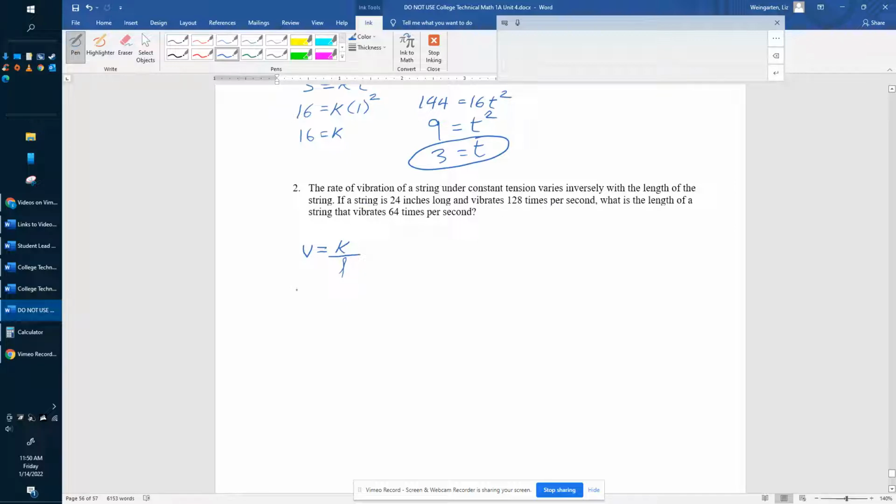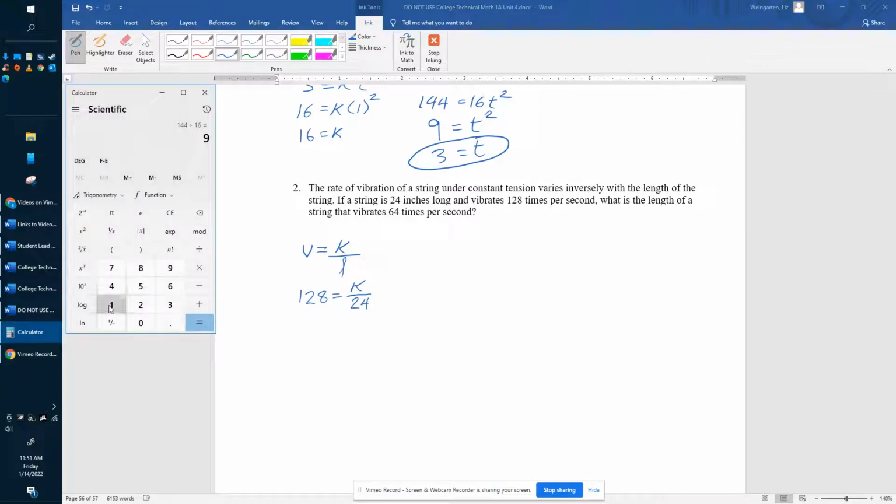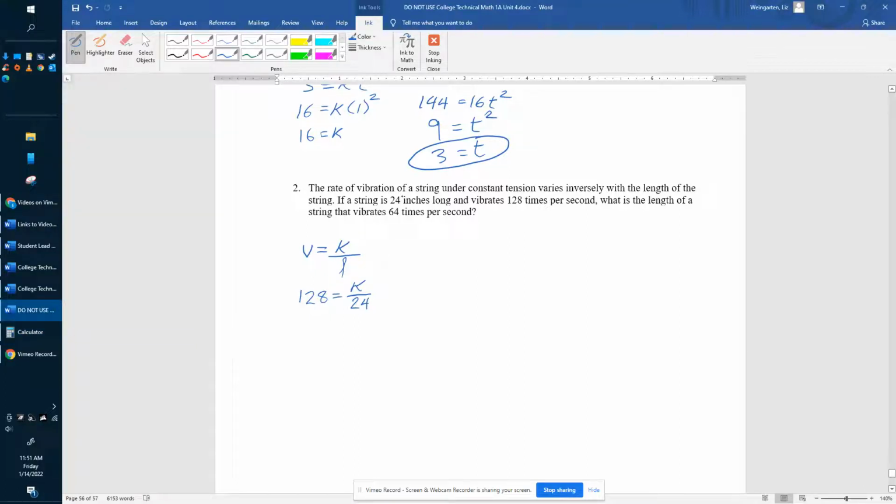If a string is 24 inches long and vibrates 128 times per second, so it's 24 inches long, it vibrates 128 times per second. We're going to look for our constant k so that we can figure out what length of string vibrates 64 times per second. Now, we are going to multiply both sides by 24. 3072 is k.